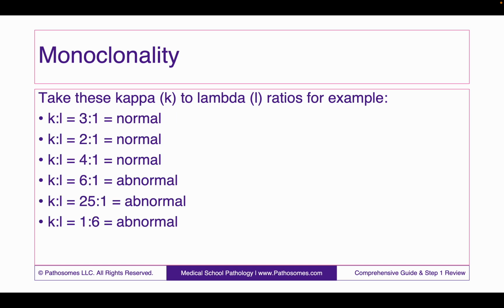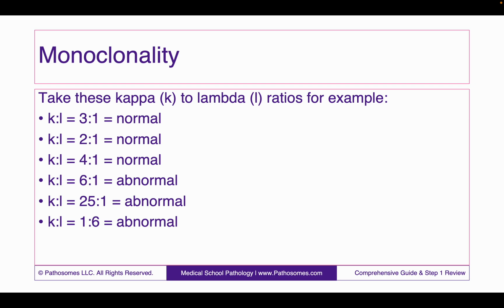For example, take these kappa to lambda light chain ratios. A 3:1 would be normal. A 2:1 would be normal. A 4:1 would be normal. 6:1, we'll say that's abnormal. Really, it's borderline. But 25:1, we can go ahead and say that's abnormal. Or if you have an inversion and have more lambda than kappa, that's abnormal for our intents and purposes at this level.